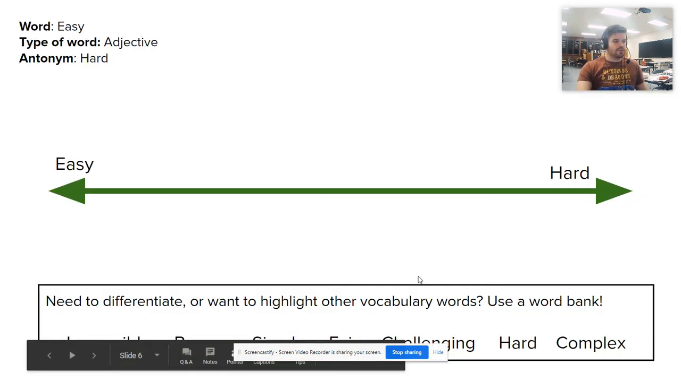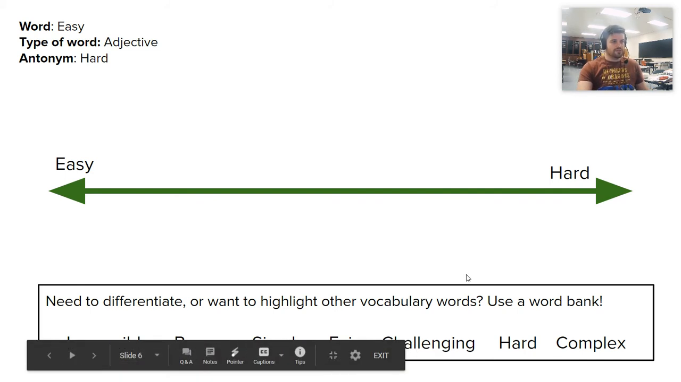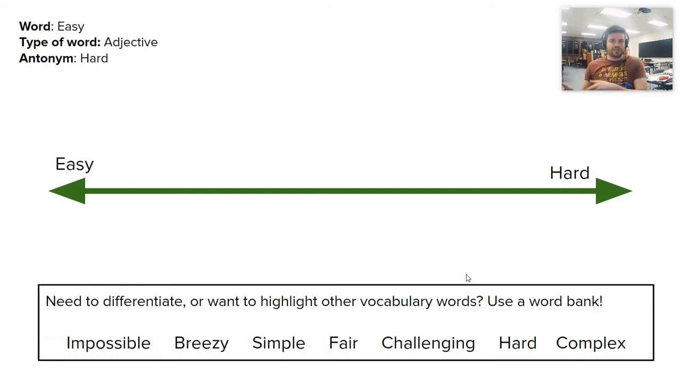So here's an example of what it actually looks like when I did this with my kids the other day. I printed this out for the kids who were here in person on Wednesday, and then I had it up asynchronously for the other students. We did another one of these on Friday using Jamboard with little sticky notes to move around. So I gave them the word easy. We talked about the type of word, it's an adjective, and then we found the antonym, which was hard. On the sheet that I gave my students, they had to fill in the antonym. They only had the word easy to start with.